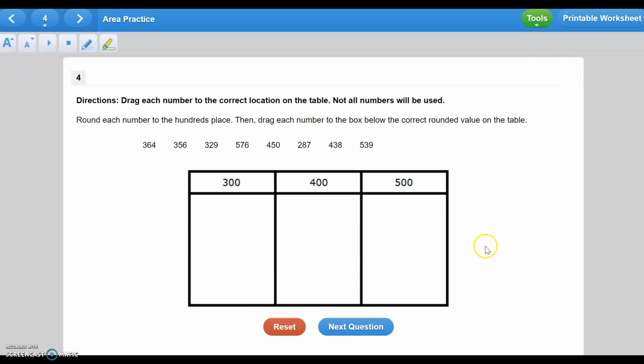Now it is your chance. Pause the video and put the numbers in the correct spot. What numbers do they round to? You can drag and drop into the right place.